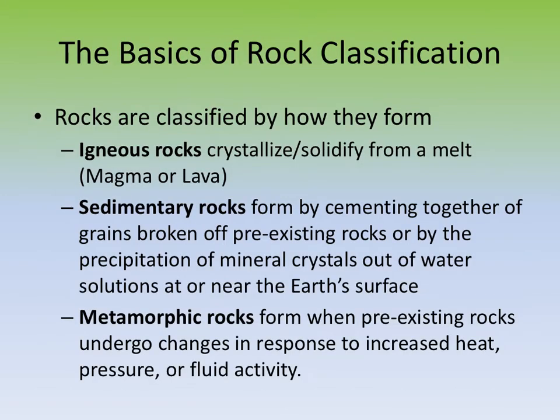So the basics of rock classification. We have three main types of rocks. We have our igneous rocks, our sedimentary rocks, and our metamorphic rocks. But all of them are categorized by how they form, right? So you'll see the word origin: how it was constructed, where did it come from? Igneous rocks are going to crystallize out of a magma or a lava, so we call that melt.